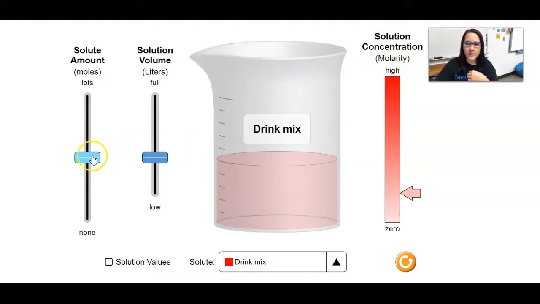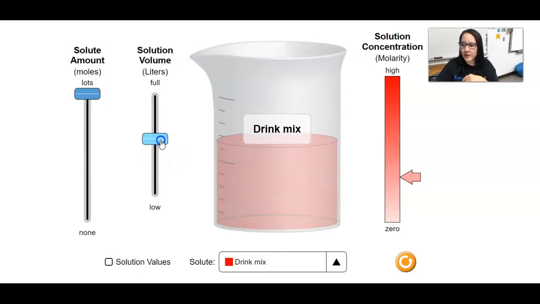Well, let's try this. The solute versus solvent. What if I add more moles of solute? And what you'll notice is that did, in fact, increase the concentration. But can we make it even more concentrated? So you need a lot of solute. What about solvent, the amount of the solution?